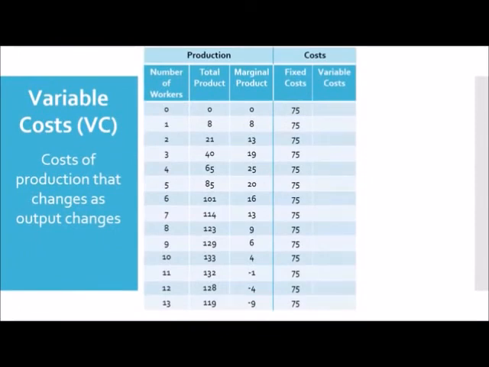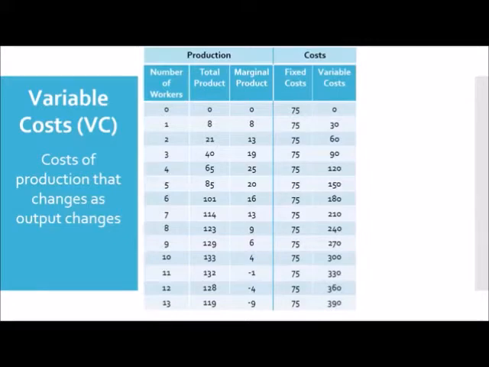For example, as we add more workers, we have to pay our workers their wages, and so we'd have to pay more for each worker that we add. That first worker we might have to pay $30 total, and then that second worker we'd have to pay another $30 for that second worker on top of that for the first worker, and we can see that true all the way down. And so variable costs are costs that change as our output changes.